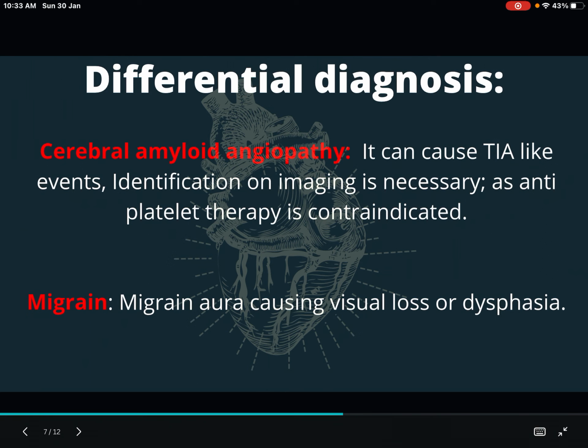The second one is migraine. We all know migraine can cause visual loss or dysphasia, and in the elderly population without any previous history, it is very difficult to differentiate between migraine and transient ischemic attacks. So we have to keep in mind these two important points: one is cerebral amyloid angiopathy and the other one is migraine.